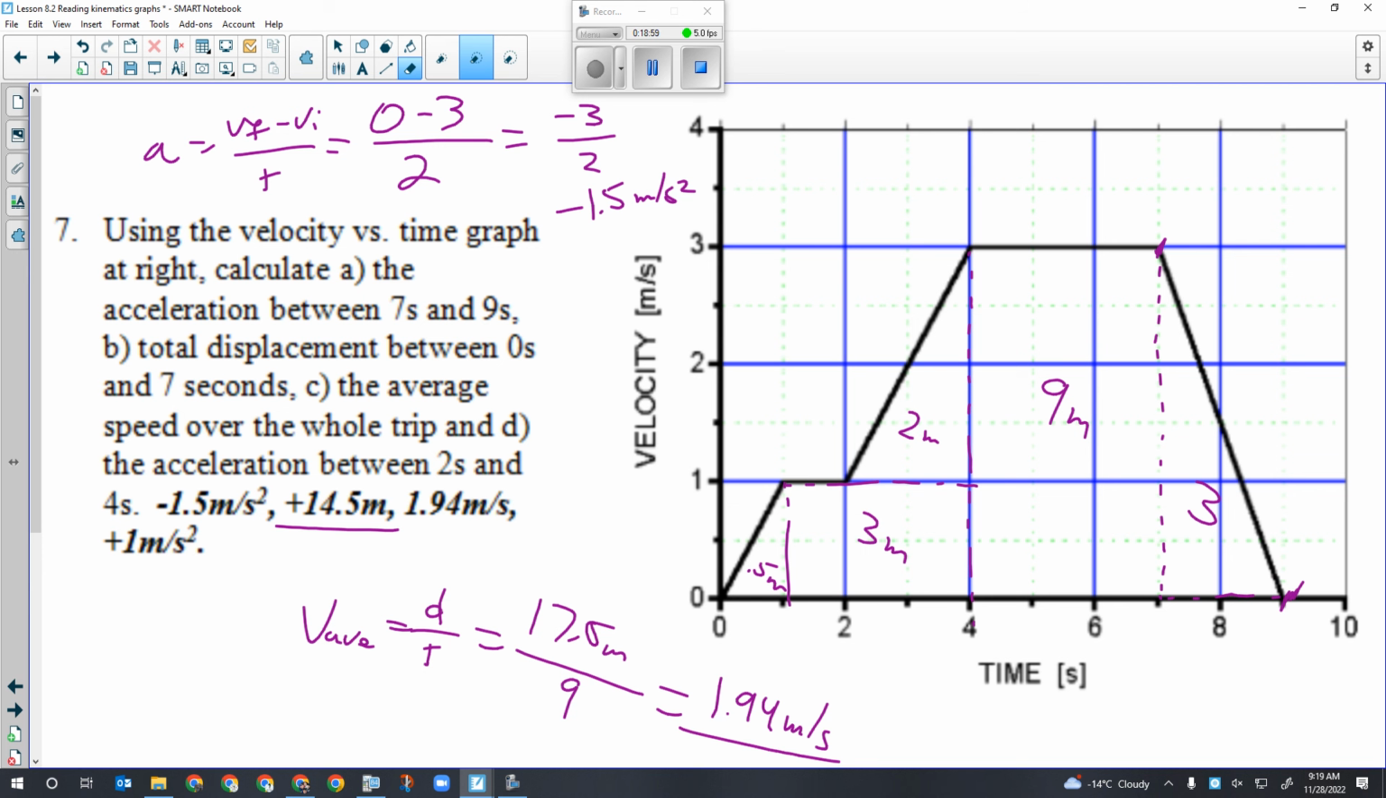Okay, and then the last one is pretty straightforward. The acceleration between 2 seconds and 4 seconds. So that's this part of the graph right here. Okay, so again, we'll have our VF minus VI over T. So VF is going to be 3, VI is going to be 1, and that takes another 2 seconds. So 2 over 2 is 1 meter per second squared, and it's positive because it is speeding up in a positive direction.